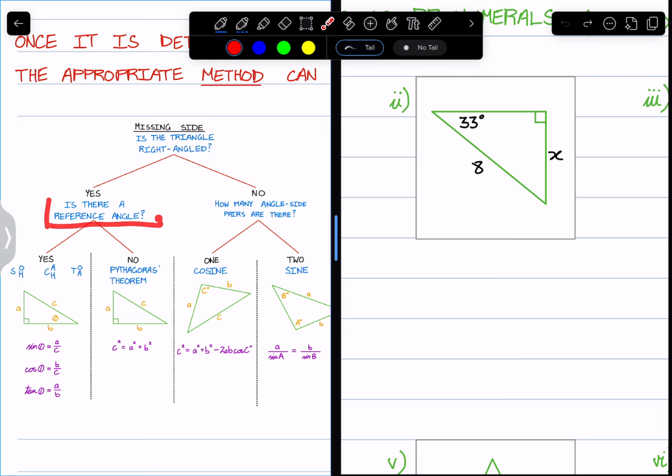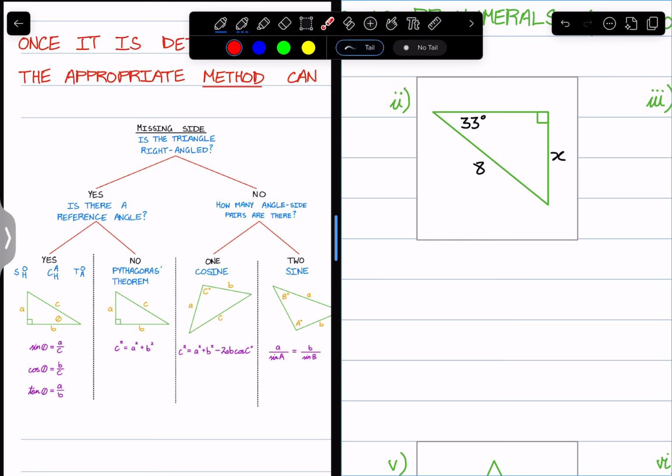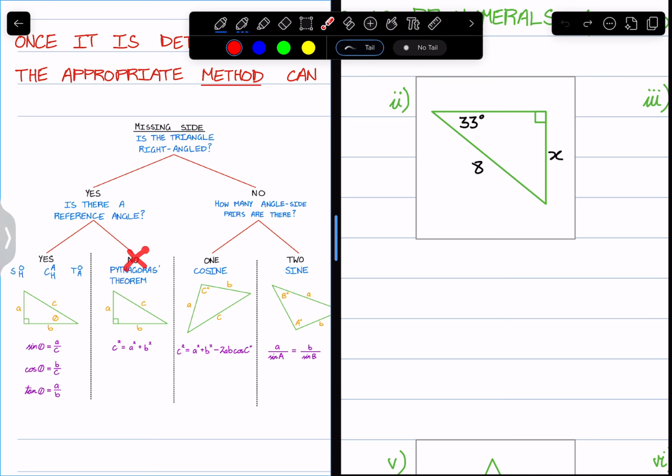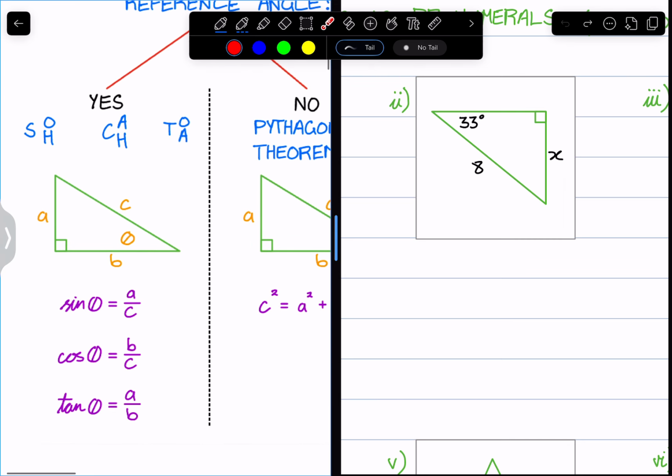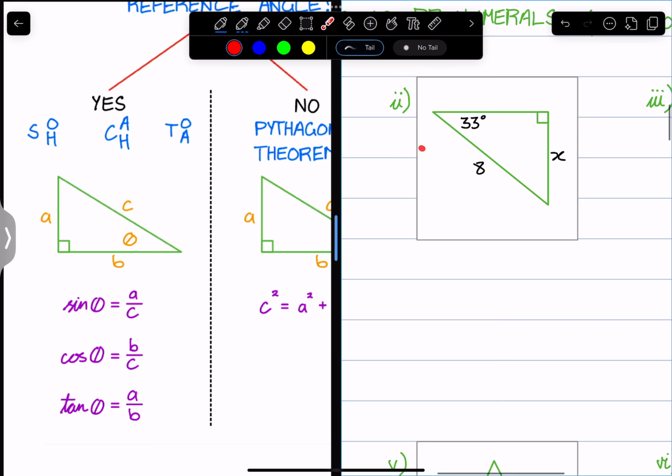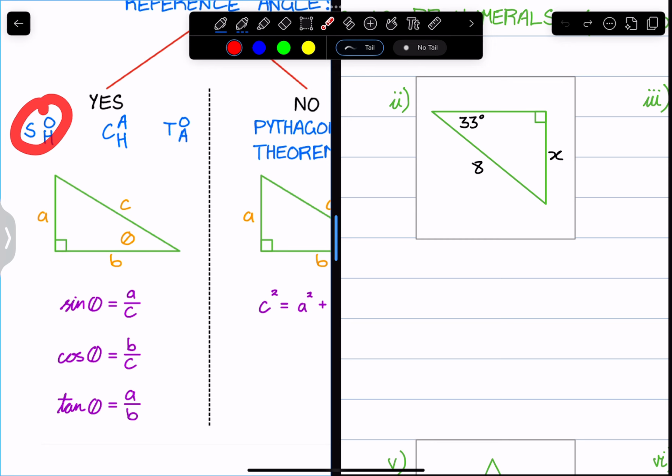The next question is, is there a reference angle? Meaning, is there an angle given? Take a look. There's an angle here. Since there's an angle, we're not doing Pythagoras' theorem. It's a yes, there's an angle. We're now doing SOH, CAH, or TOA. So zooming in here, it's just a matter of figuring out, is it sine, cos, or tan? For here, as you can see from the angle, we have opposite and the hypotenuse. That is going to be sine, so SOH.